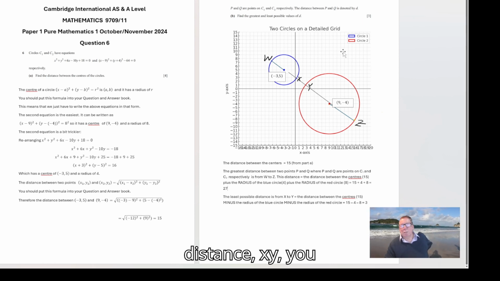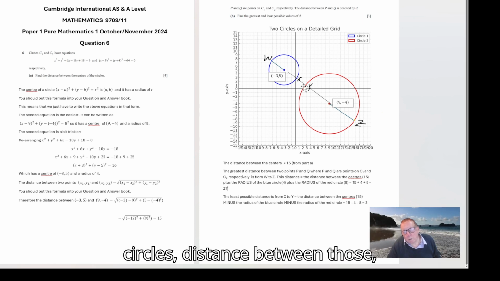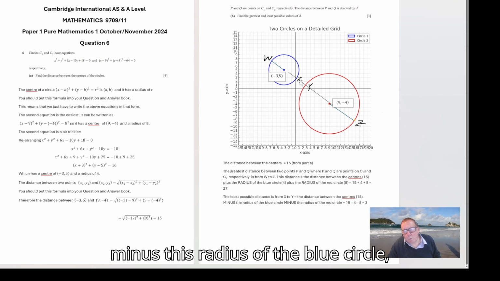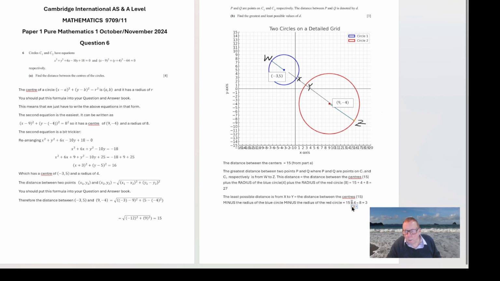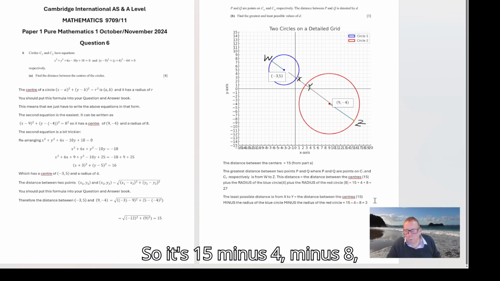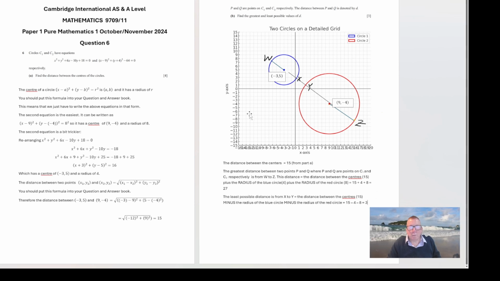The shortest distance, XY, you can find by looking at the distance between the centers of the circles, minus the radius of the blue circle, minus the radius of the red circle. So it's 15 − 4 − 8, which is 3, which is the correct answer.